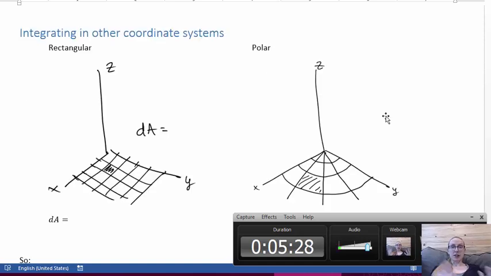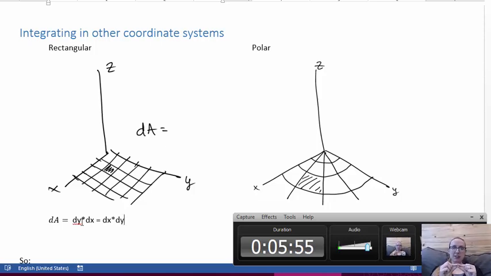Okay, so integrating in these other coordinate systems. Remember that in our x, y, z coordinate system, our regular rectangular coordinates, the dA portion, the little piece of the domain that we use in the integration, is always going to be dy dx or dx dy, depending upon what order we want to write it in.